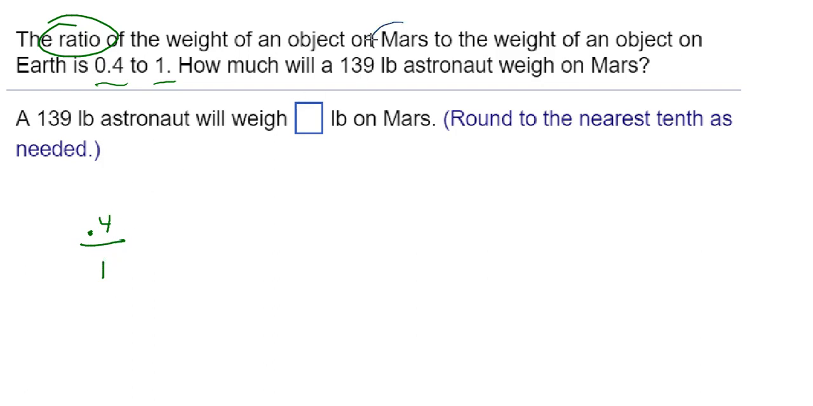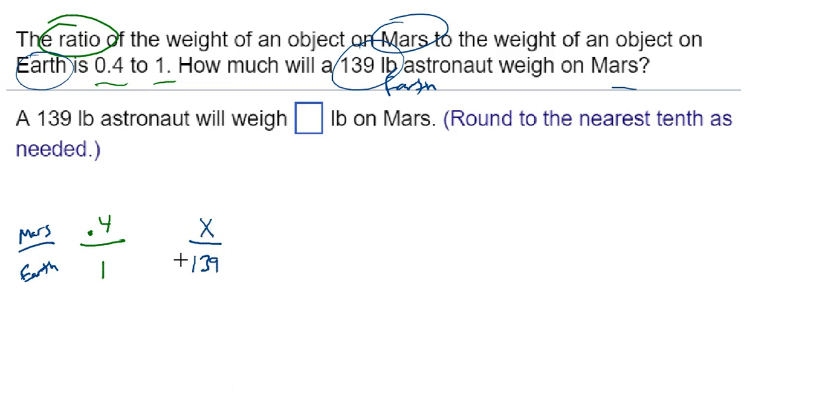So this is the weight of an object on Mars to the weight of an object on Earth. So the Mars weight is going on top, the Earth weight is going on the bottom. So we want to make sure we keep the same order when we set up the second ratio. How much will a 139-pound astronaut weigh on Mars? So this is their weight on Earth, and we want to know how much they are going to weigh on Mars. So when I set up my second ratio, the 139 should go in the denominator, right? That's the weight on Earth. Earth is in the denominator. The weight on Mars goes on top. We don't know what that is, so we will call that x.